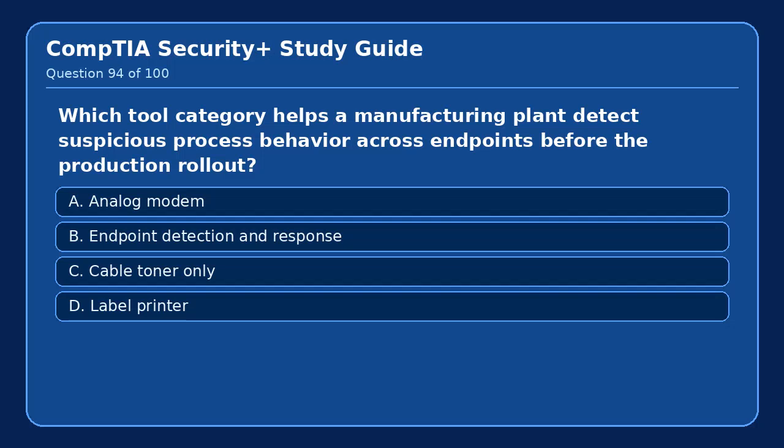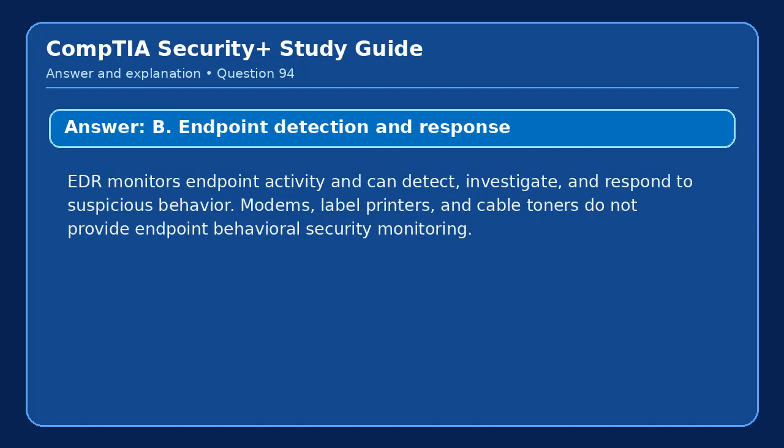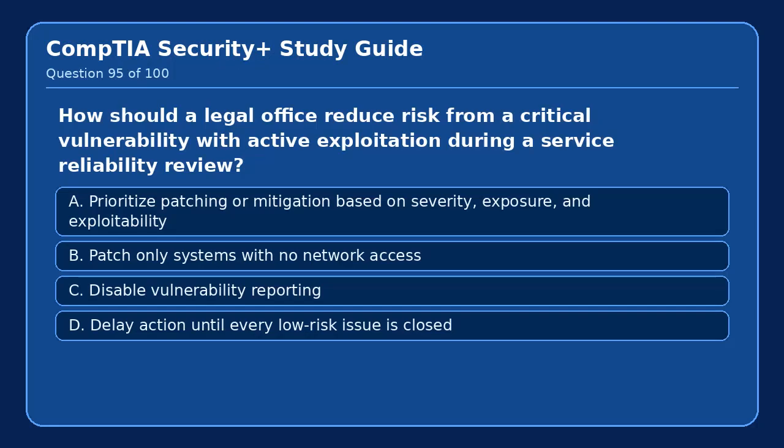Question 97. Which access model should a retail chain apply to reduce unnecessary privileges on the customer portal for the next maintenance window? A. Open relay. B. Shared ownership for all files. C. Implicit trust. D. Least privilege. Take a moment to choose your answer. The answer is D. Least privilege. Least privilege gives users and services only the access needed for their roles. Implicit trust, open relays, and broad shared ownership increase access beyond business need.